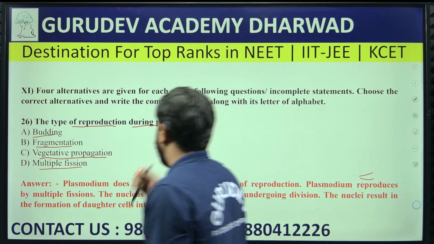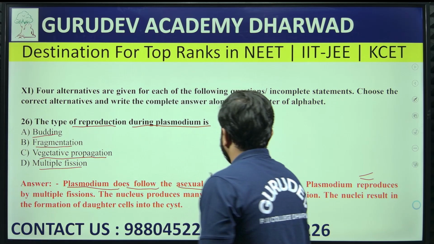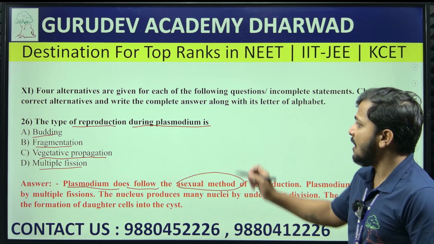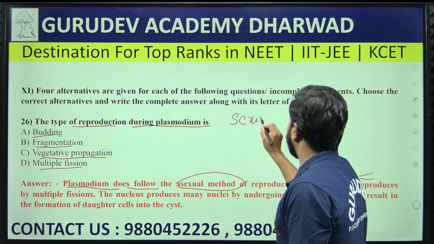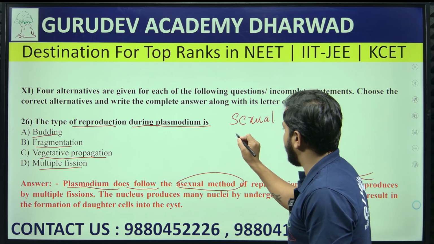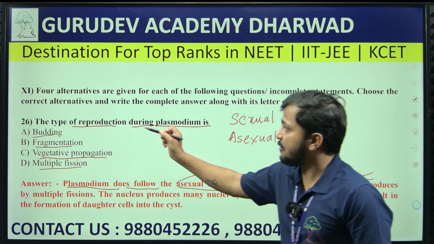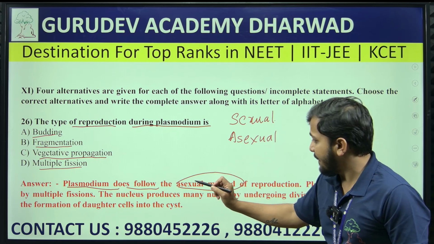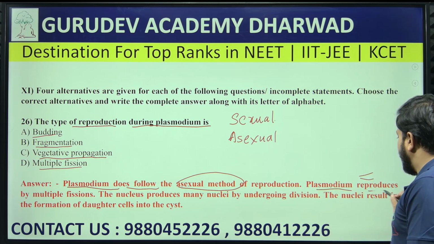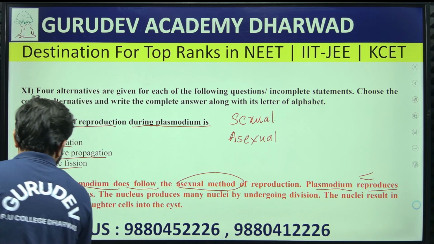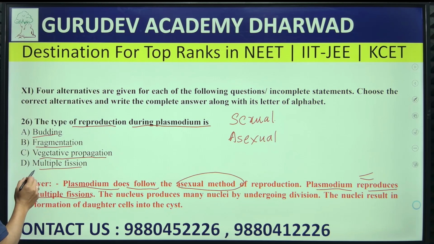If you consider the plasmodium, it follows the asexual method of reproduction. Organisms are going to reproduce either by the sexual mode of reproduction, or by the asexual method of reproduction. Plasmodium follows the asexual method, and it reproduces by means of multiple fission. So the answer here is multiple fission.